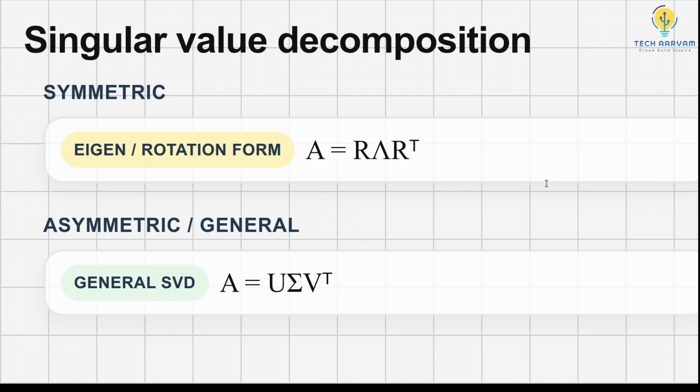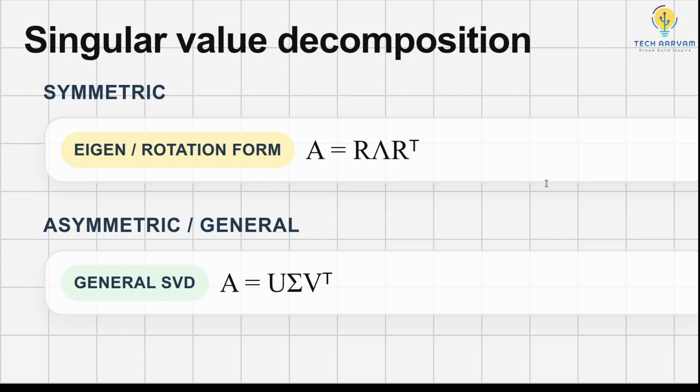For asymmetric matrices, we will use U and V, and sigma here is again a diagonal matrix, and U and V are orthogonal transformations, and they have rotations and/or reflections. So this is a form in which we are able to compose matrices.